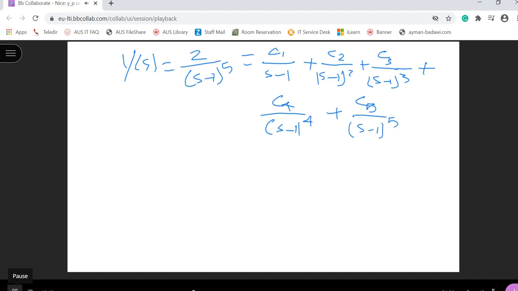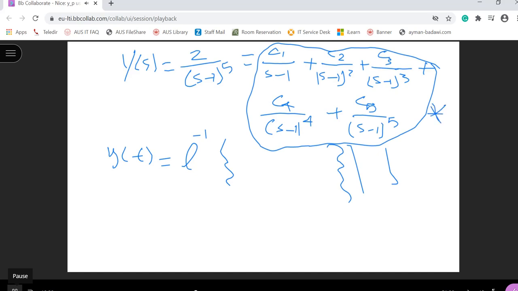And all of us know that y of t is equal to the Laplace inverse of this thing here. Let's call it triple star. All of us know that. Here is the thing: don't look at the numerator at all. The only thing you want to know is the form. Now the Laplace inverse of the first one is going to be C1 e to the t. What is the Laplace inverse of this one? Think about it. This is shifting, so it's going to be C2 t e to the t. Right? All of you see that. What is the Laplace inverse of this one here?